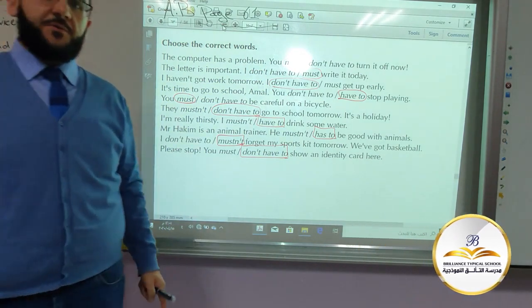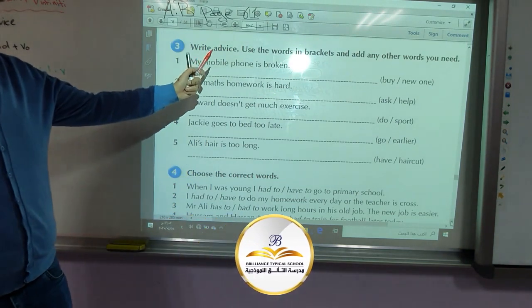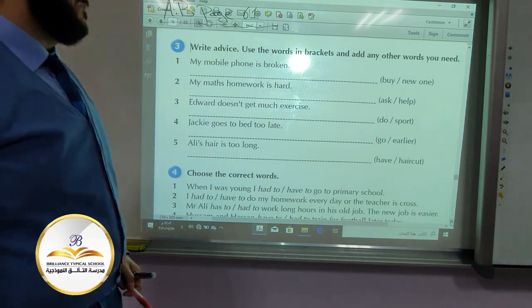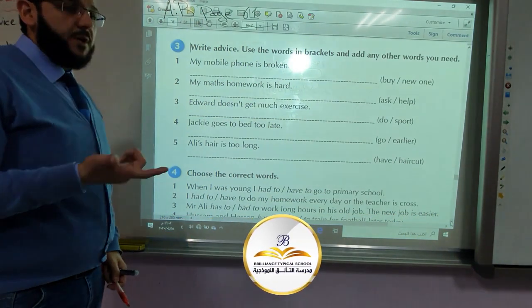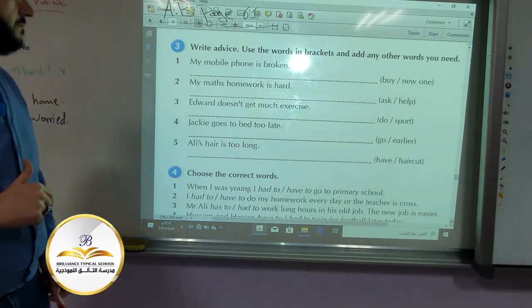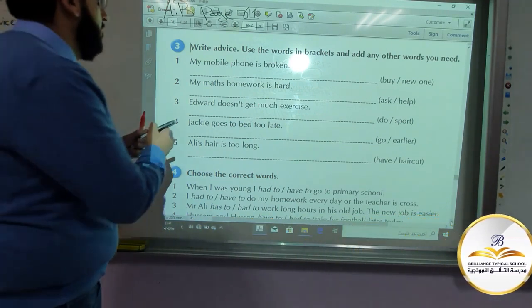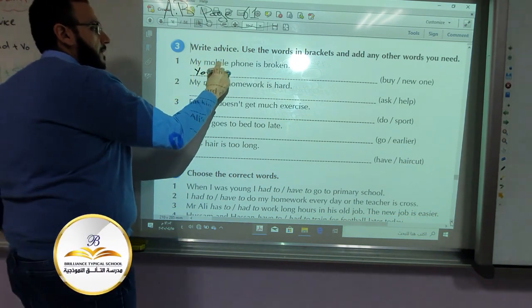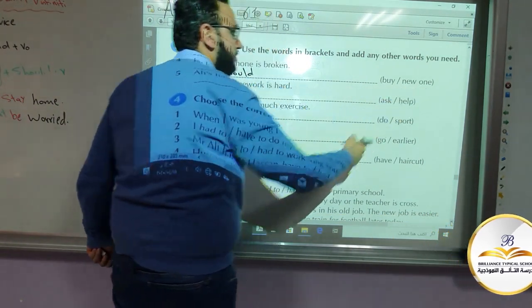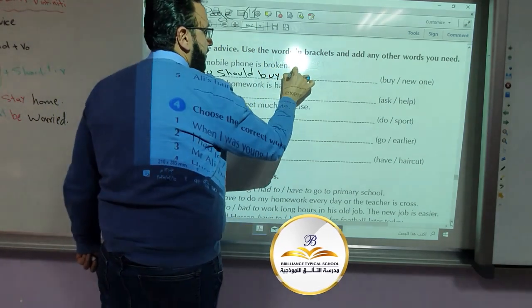Now, exercise number 3, write advice. Use the word in the brackets and add any more words you need. Remember, when we are writing advice, we use should, shouldn't. The first one, my mobile phone is broken. So I will start. You should buy a new one.